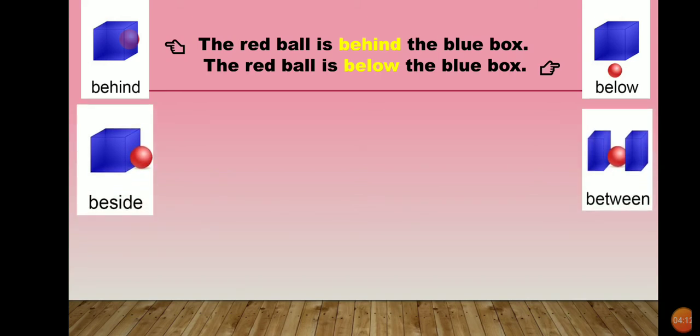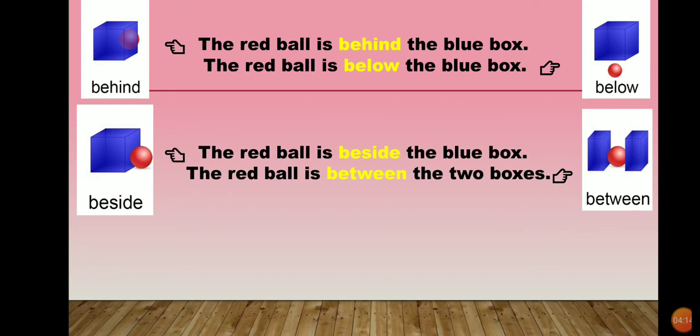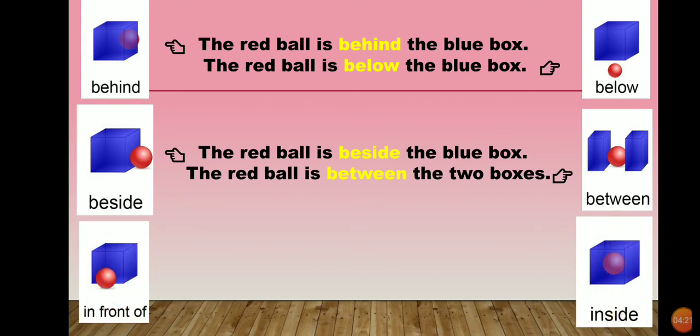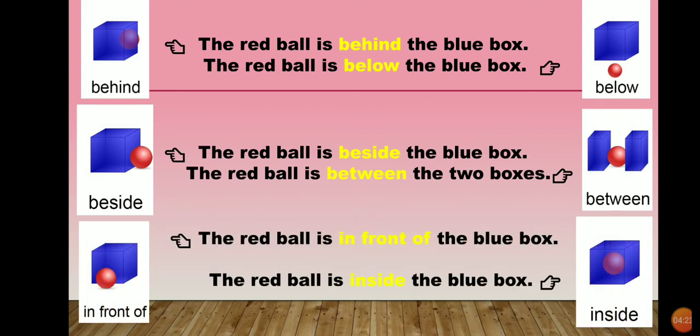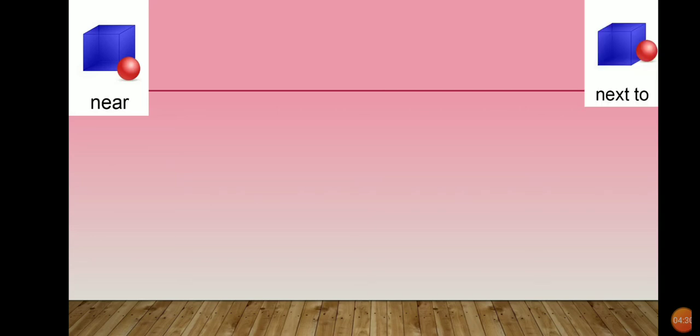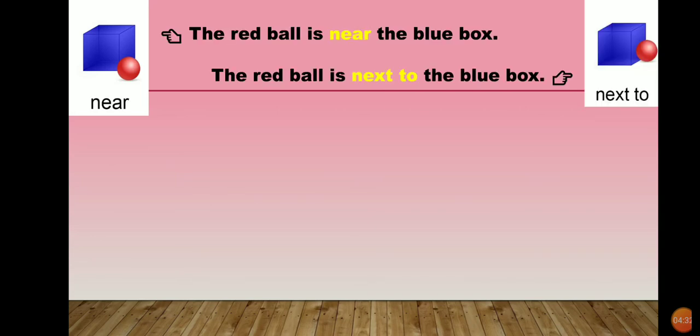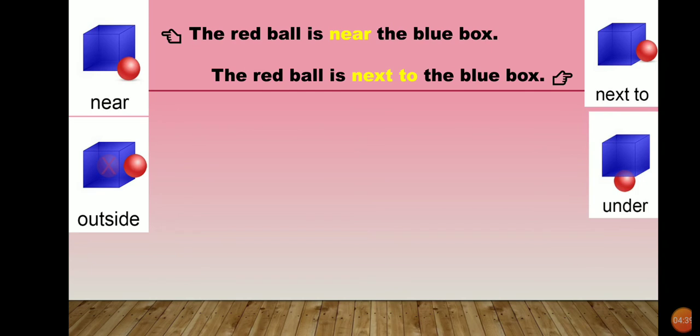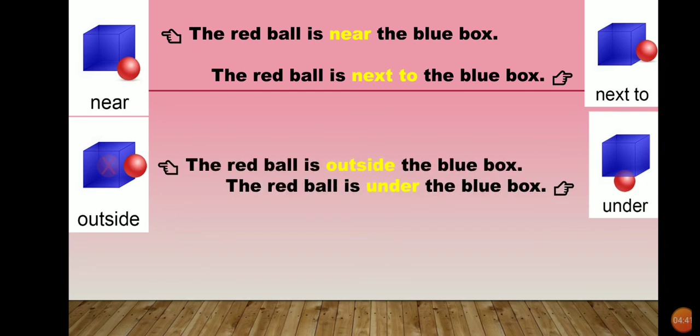Beside, between. The red ball is beside the blue box. The red ball is between the two boxes. In front of, inside. The red ball is in front of the blue box. The red ball is inside the blue box. Near, near to. The red ball is near the blue box. The red ball is next to the blue box. Outside, under. The red ball is outside the blue box. The red ball is under the blue box.